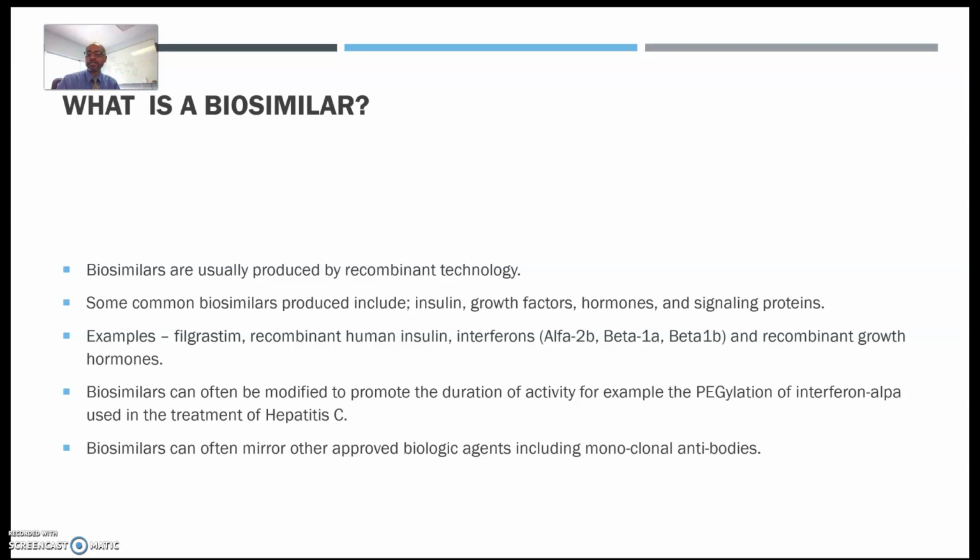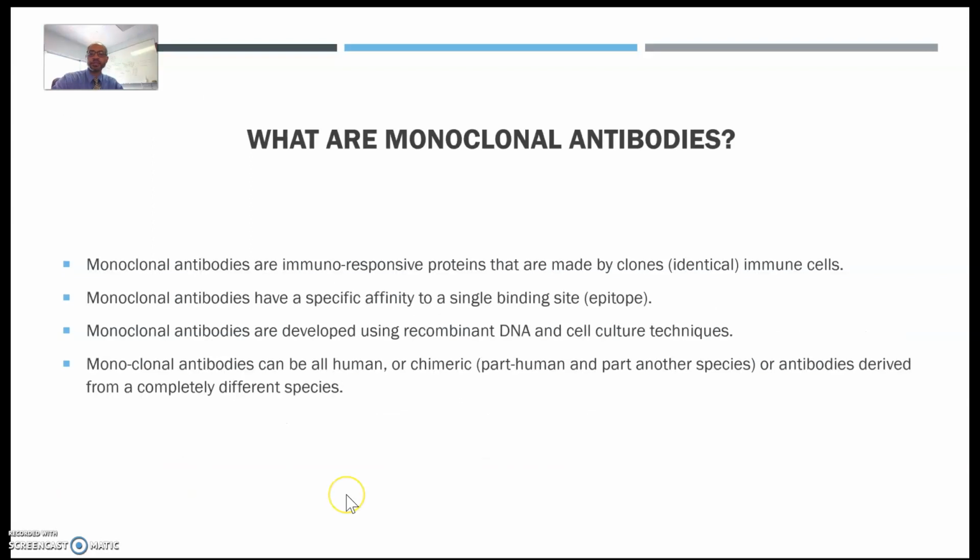Oftentimes, biosimilar agents can mirror the efficacy of other biological active agents or biological pharmaceutical agents, including monoclonal antibodies, which I'll go into a little bit more discussion on next.